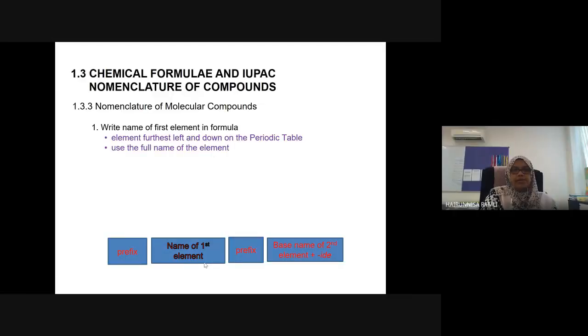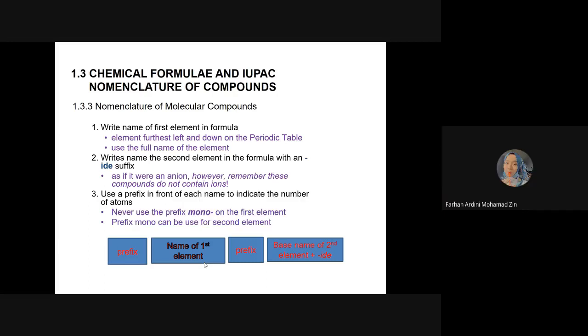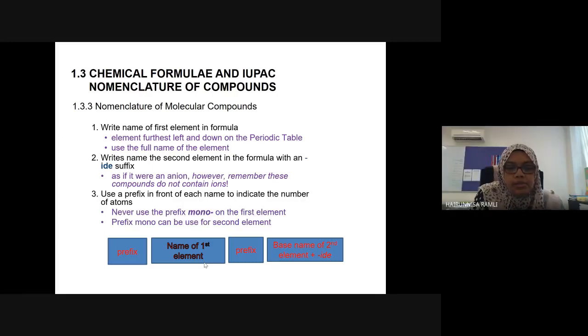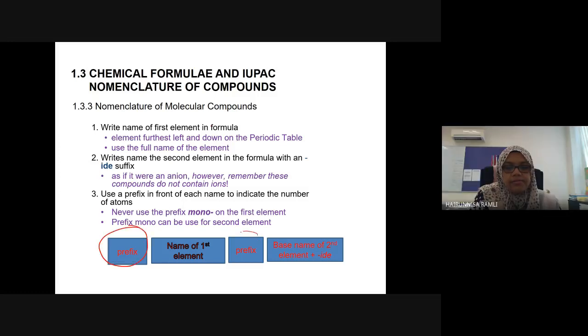Kenapa? Okay, so this is the naming for the molecular compound. Okay, for the molecular compound, tadi ionic kan? So for this molecular compound, apa yang you perlu tahu, you kena tambah ni eh, prefix. Prefix ni apa? Something yang you letak kat depan. Dia ada prefix and suffix. Suffix you letak kat belakang, prefix you letak kat depan. So for the first element, you akan letak nama asal dia. Nama sebenar. Second element, macam you buat untuk ionic, you letak IDE.